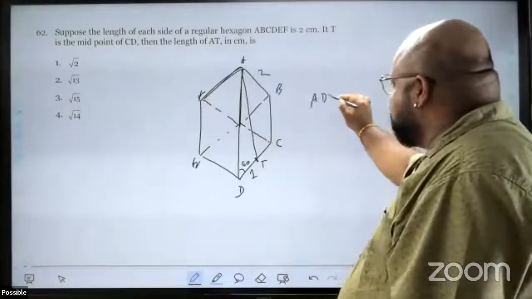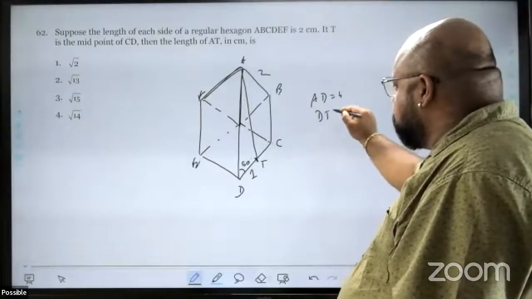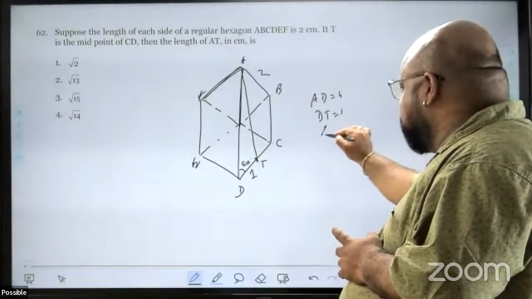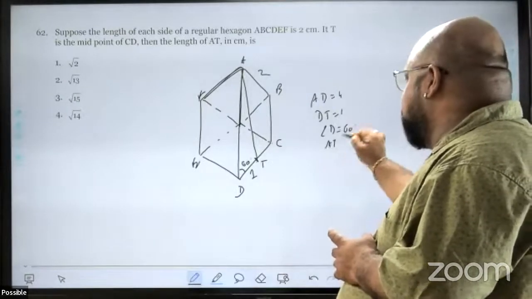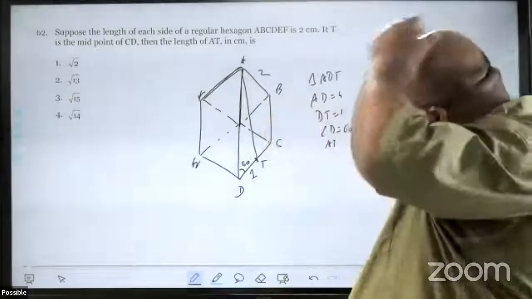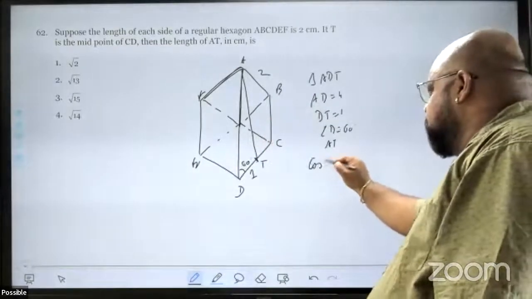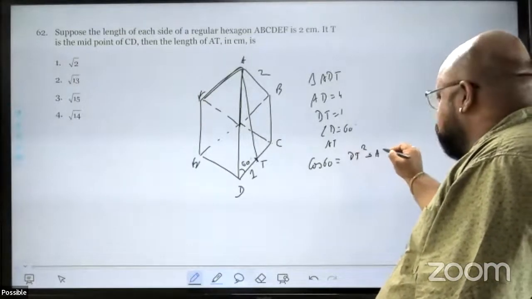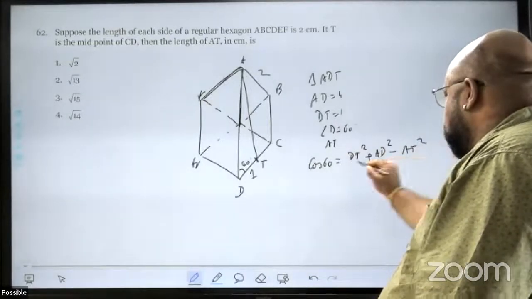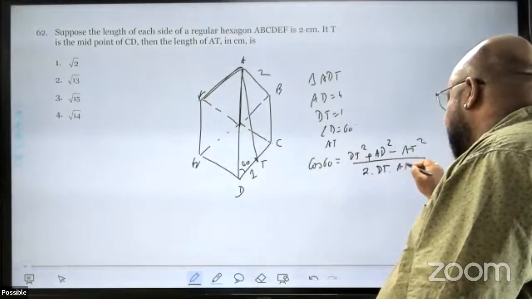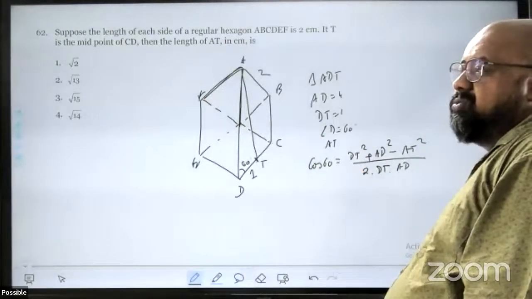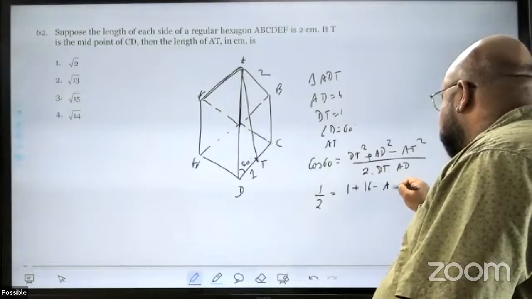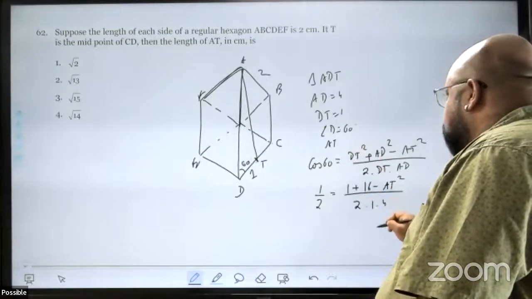So what I'm saying is AD is 4, DT is 1, T being the midpoint of CD. I know that angle D is 60 degrees. We have to find AT. Look at triangle ADT, just apply the cos rule. So cos 60 will be equal to DT square plus AD square minus AT square upon 2 into DT into AD. Cos 60 we know is 1 by 2. DT square would be 1, AD square will be 16, minus AT square, upon 2 into 1 into 4.